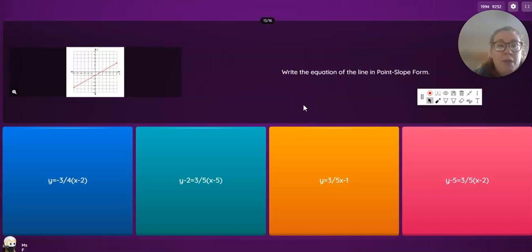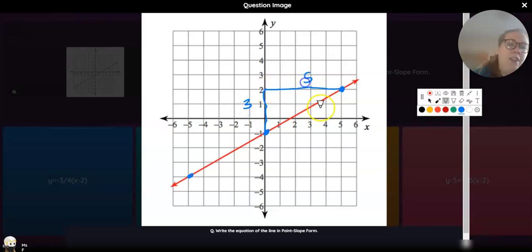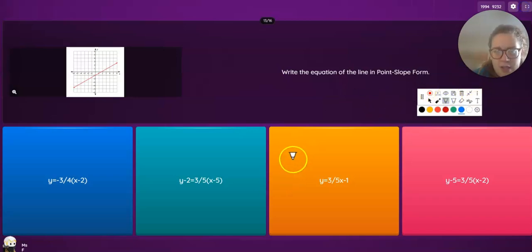Write the equation of this line in point-slope form. Okay. So our slope of this line, here's a grid line point, here's a grid line point, here's a grid line point. We're going up 3, and we're going over 5. Up 3, over 5. Beautiful. So looking at our equations, this is slope-intercept form, so that's not what we want. We do want 3/5, so it's not A. Great, so we're between these two.